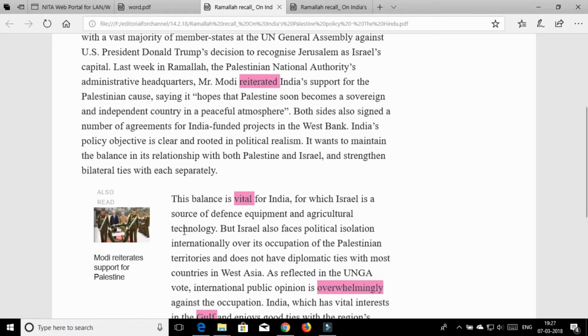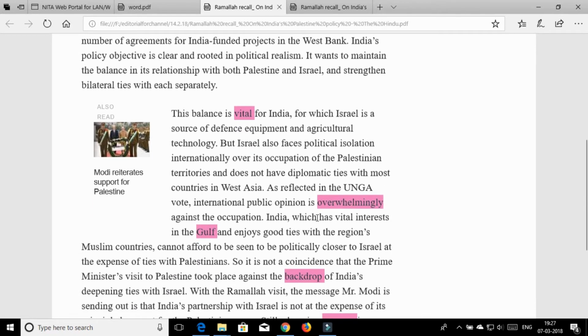Next word is overwhelmingly. So overwhelmingly means extremely, full of energy. As reflected in the UNGA vote, international public opinion is overwhelmingly against the occupation. Gulf means land which is part of the sea and is attached to the land. So India, which has vital interest in the Gulf, so this is actually referring to the countries whose lands are connected to the sea, Gulf countries.